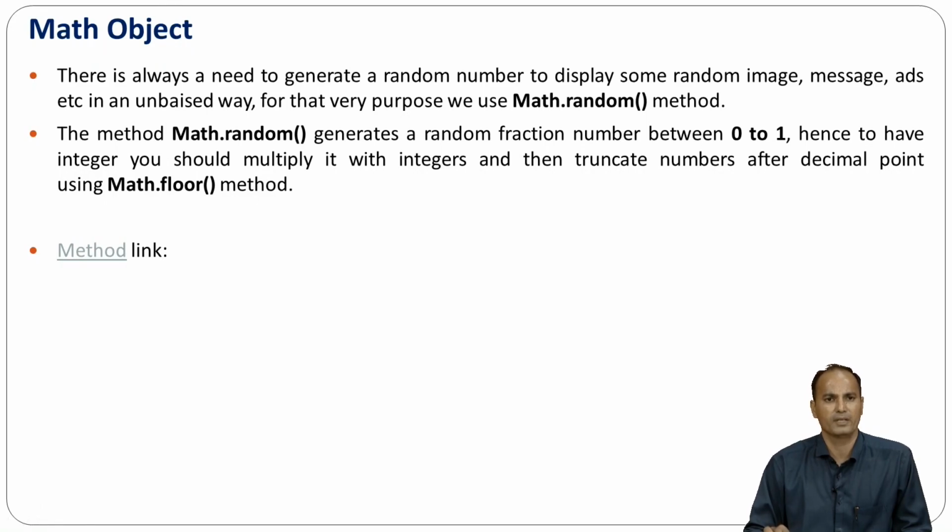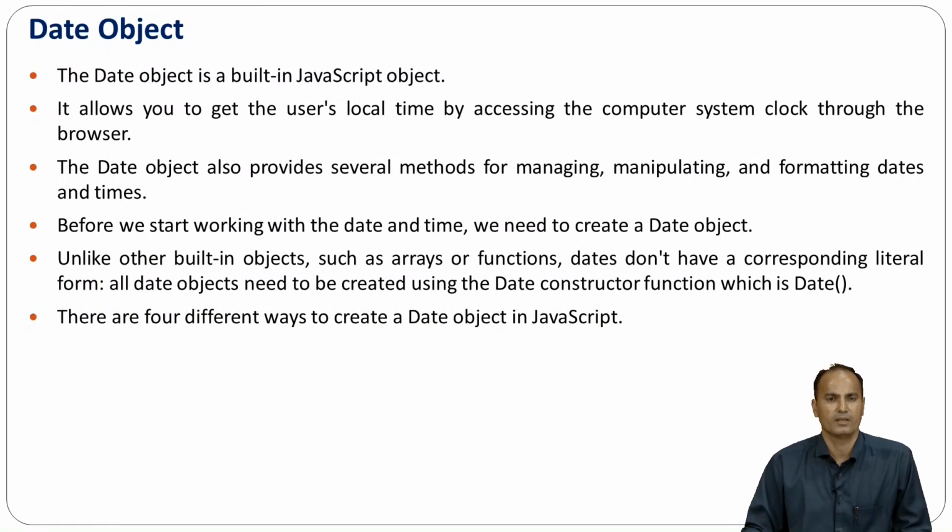Moving next, there is a date object. The date object is a built-in JavaScript object. It allows you to get the user's local time by accessing the computer system clock through the browser. The date object also provides several methods for managing, manipulating and formatting date and time.